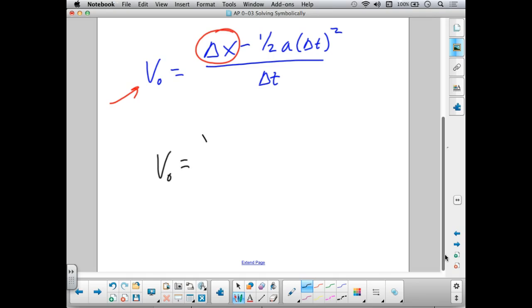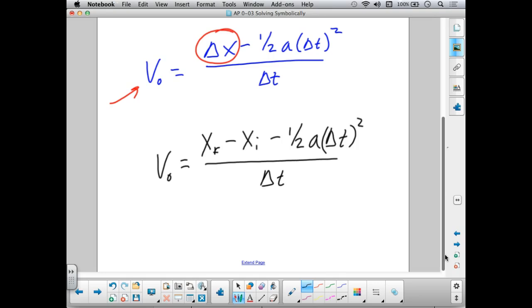Initial velocity equals final position minus initial position minus this term 1/2 a t squared, all over delta t. And as a quick sanity check, is this the unknown I'm looking for? Yes, it is. Is everything on the right-hand side known? It is, at least in terms of how the problem was defined. So this is the way that we would symbolically set up our equation.